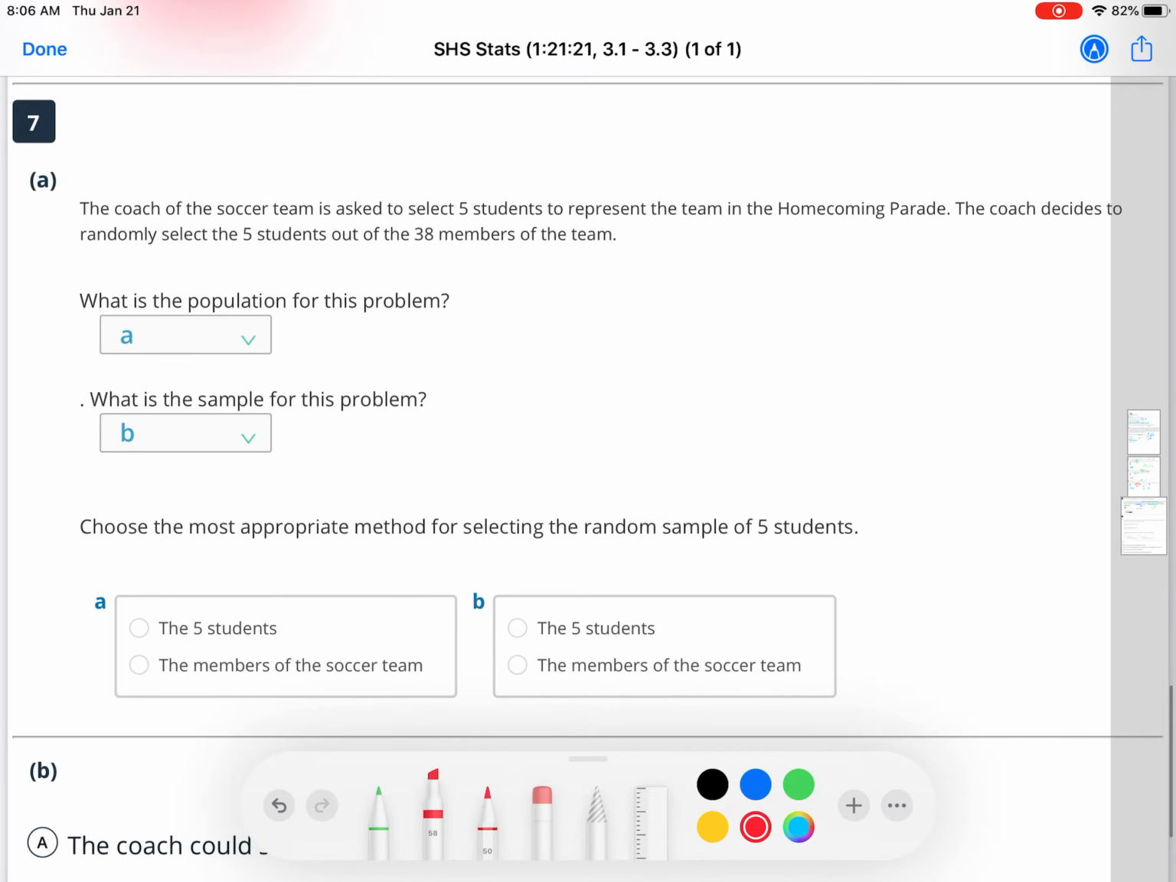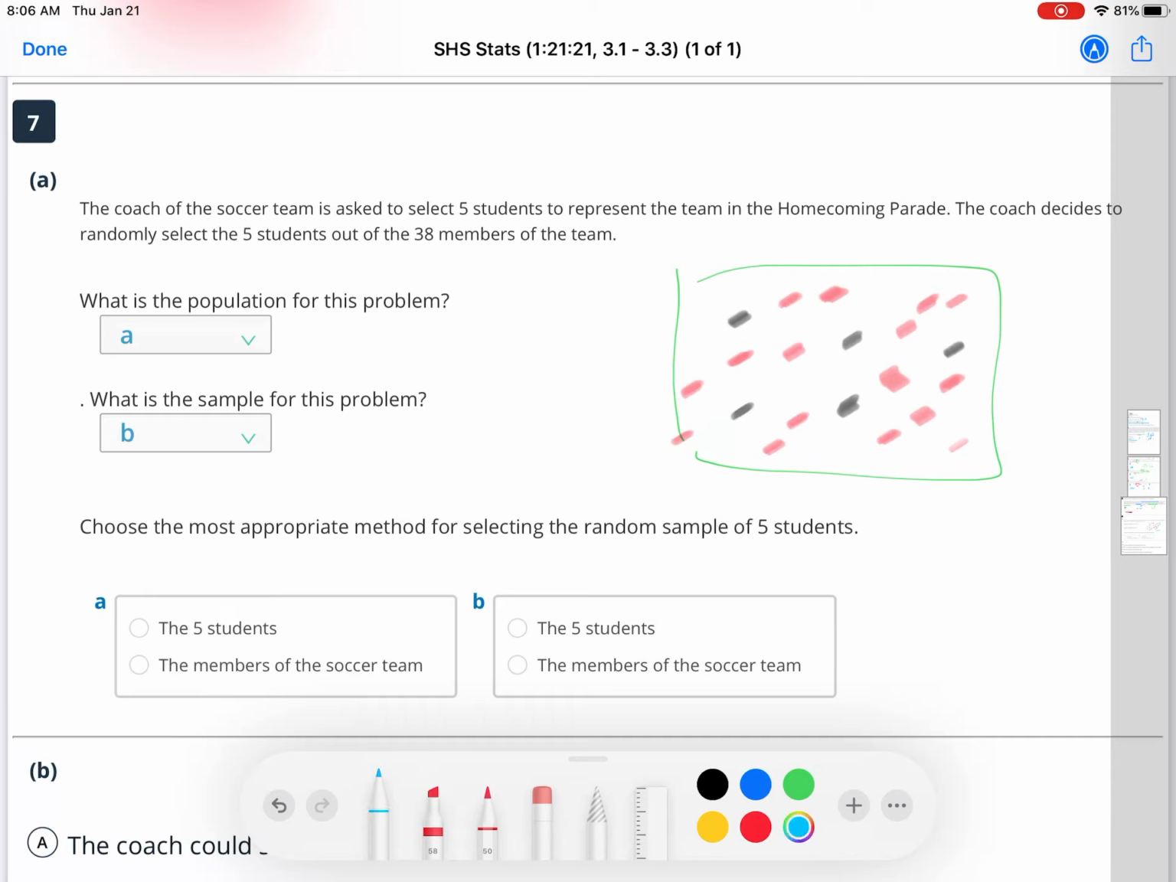All right, number 7. The coach of a soccer team is asked to select 5 students to represent the team. I'm just going to put a bunch of other dots in here to represent the whole team. I don't know how many are in there. I guess it's 38. Let's write N equals 38. The coach decides to randomly select, so random. Remember, this is called the SRS, simple random sample. That's good. We need to see that.